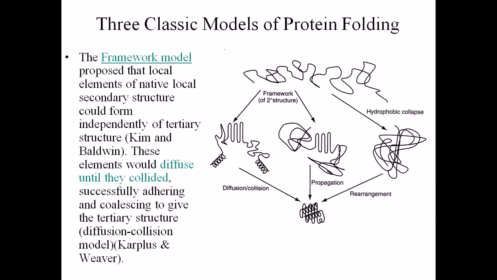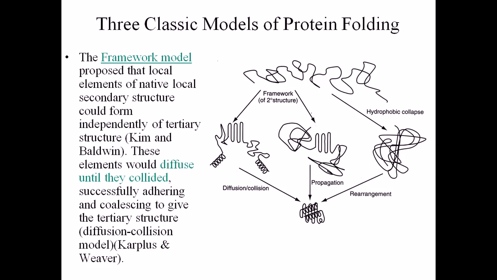Now here we are having three types of model of protein folding. First model is called the framework model, second model is the nucleation model, and the third model is the hydrophobic collapse. Now we are going to see three different types of models, and finally look at what is the actual model to describe the protein folding.